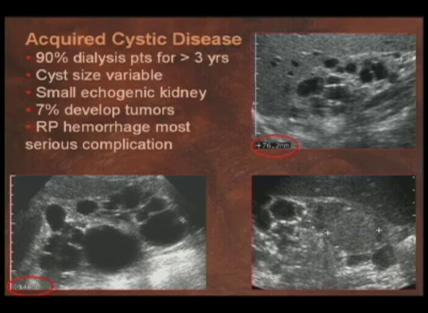Now, unlike polycystic kidneys, acquired cystic disease does have an increased risk of tumors, and if you see a solid appearing mass like this, you have to be very concerned about a renal cell carcinoma, as was the case in this particular patient. Another complication that these patients get is retroperitoneal hemorrhage.